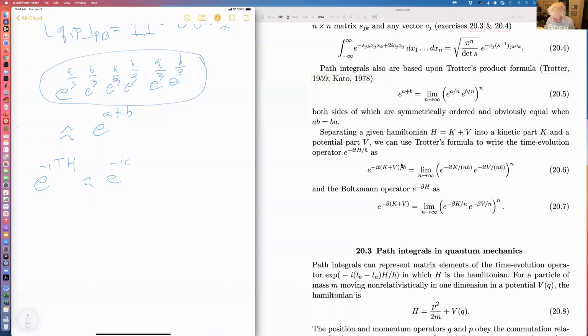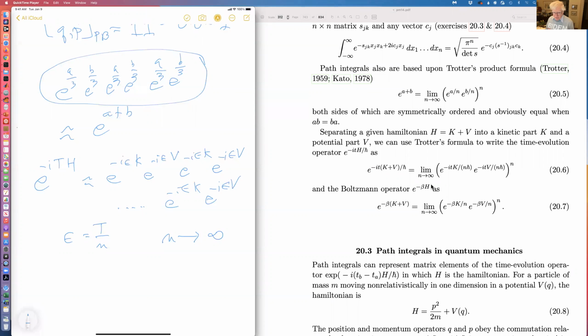So this is e to the minus epsilon k, e to the minus i epsilon v, e to the minus i epsilon k, e to the minus i epsilon v, dot, dot, dot, e to the minus i epsilon k, e to the minus i epsilon v. And here epsilon is equal to t over n, and you take the limit n going to infinity. And so this becomes an identity. This is for the time evolution operator.